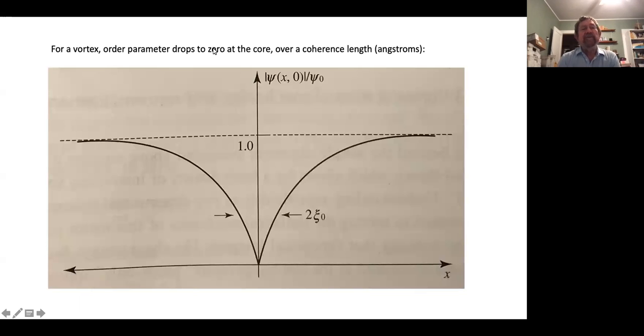Now I'm not going to go through this, but remember, a vortex, which we decided is important, is, as I said, a fluid going round and round some point at the center. Because the velocity of the fluid at the center must diverge like one over the distance from the center.